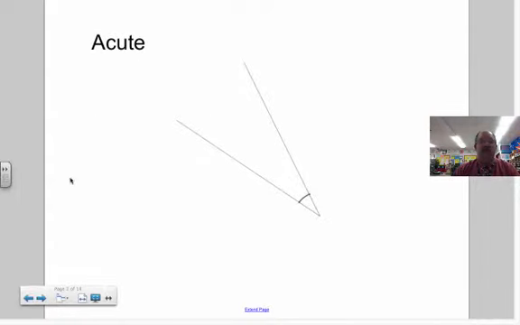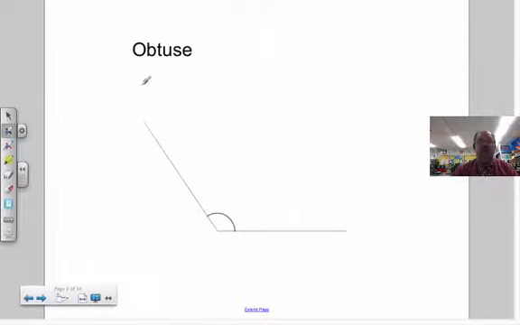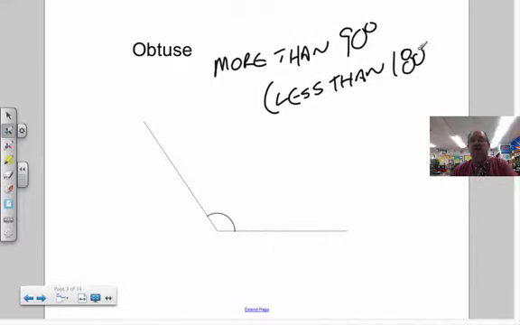So the first type of angle that we have is called an acute angle. Acute angles, basically their measure is less than 90 degrees. So if an angle has less than 90 degrees, it's called acute. If an angle has more than 90 degrees, we call it an obtuse angle. Theoretically it has to be less than 180 degrees, because otherwise we've turned the corner back to an acute angle.